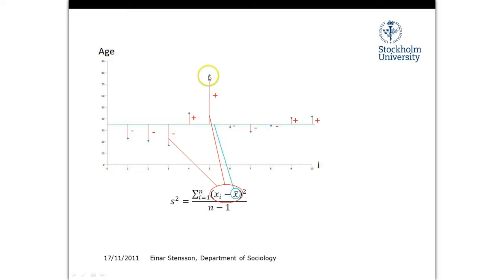Each person's distance is going to be either positive or negative. If you're below the mean, this distance will be a negative number, because the mean in this case is going to be higher than their value for the y-axis, which in this case is age.